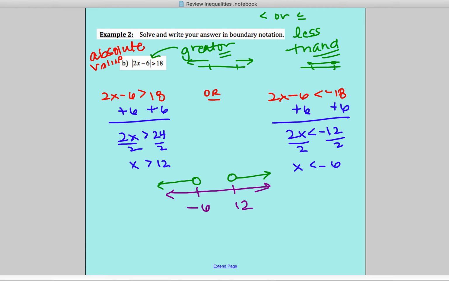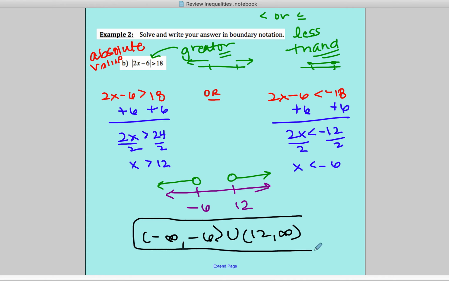And then there's more than one inequality, so we're going to have to write it combined with that compound inequality, so it'll have a union in it. So the way we write this one out in interval notation, we're going to the left. So I got negative infinity, comma, negative 6. It's not included, not equal to, so parenthesis, union, parenthesis, once again, 12 is not included, 12 to infinity. And that is our absolute value inequality.